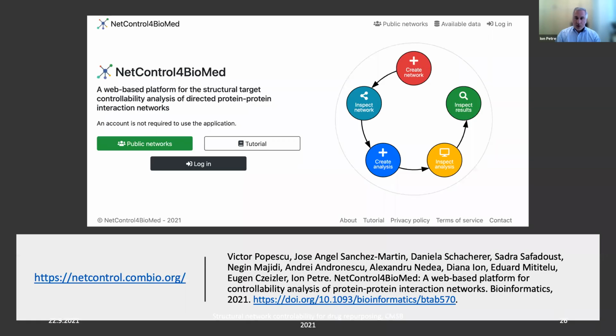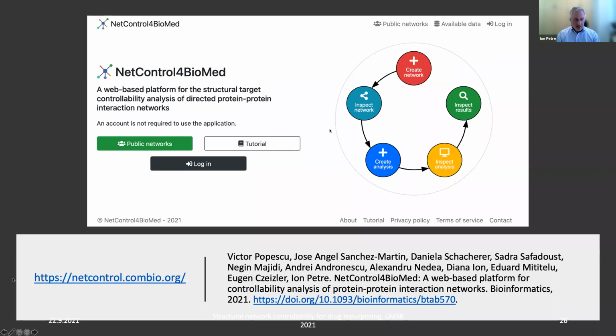And then to do all of these things, we had to build our software, and this is NetControl for Biomed. It's freely available at netcontrol.combio.org. It's been approved for publication just a few weeks ago in Bioinformatics, the 2021 version. We have a version from 2018, I think, in BMC Bioinformatics. This is open source, free to use. It's web-based. You can have an account, or you can use it as a guest. You can collaborate with other people on the networks you are building.